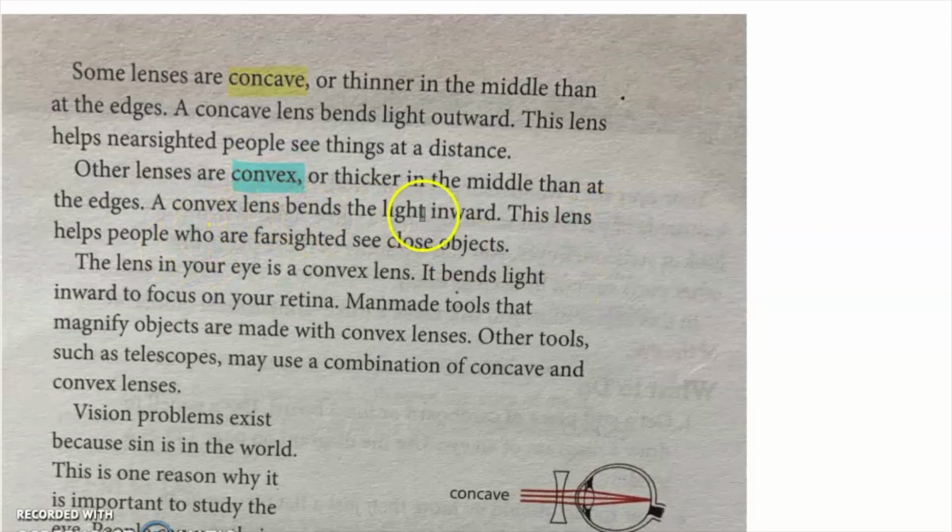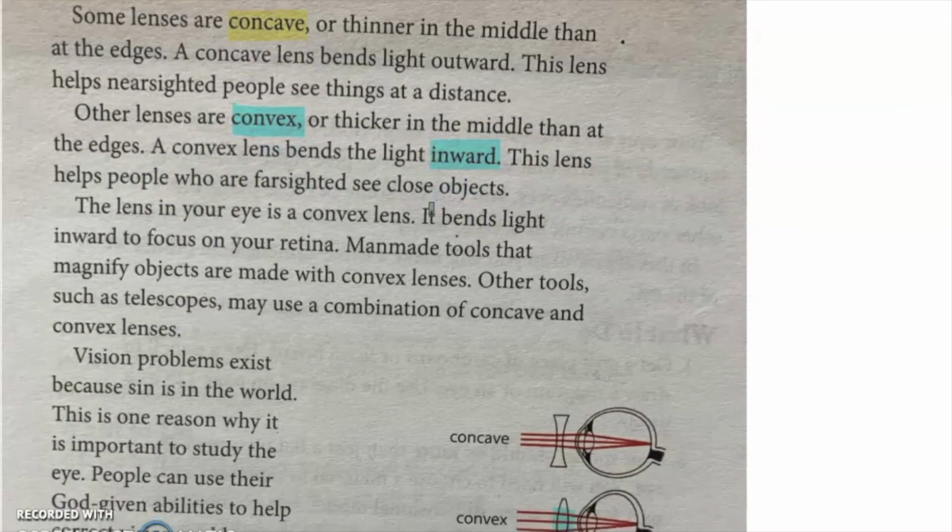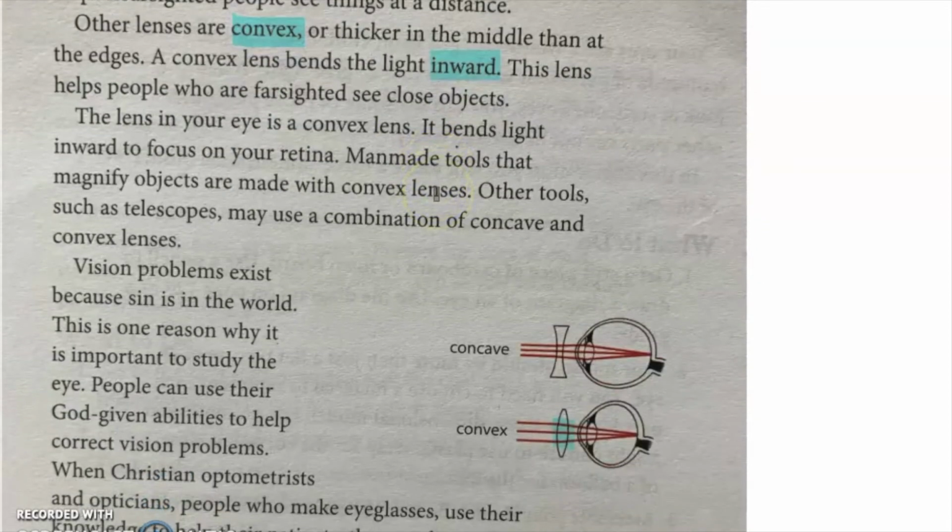A convex lens bends the light inward. This lens helps people who are farsighted see close objects. The lens in your eye is a convex lens.